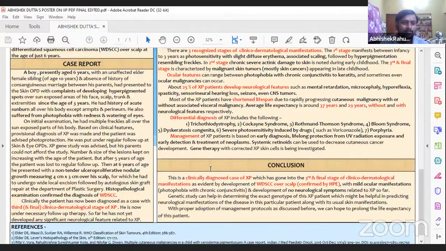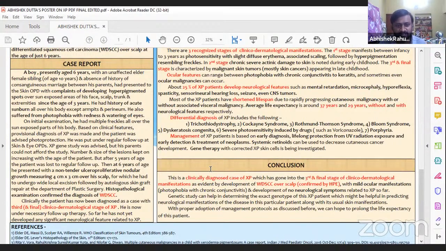Now, case report: a boy presently aged 6 years with an unaffected elder female sibling of 10 years and absence of history of consanguineous marriage between his parents had presented to the skin OPD with complaints of developing hyperpigmented spots over the sun-exposed areas of his body since the age of 3 years. He had history of acute sunburn all over his body except armpits and perineum. He also suffered from photophobia with redness and watering of eyes. Based on the clinical features, provisional diagnosis of xeroderma pigmentosum was made and the patient was advised photoprotection. He was put under regular follow-up at skin and eye OPD. XP gene study was advised, but his parents could not afford the study.